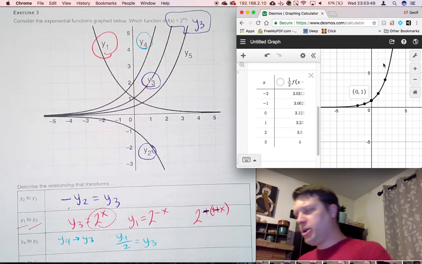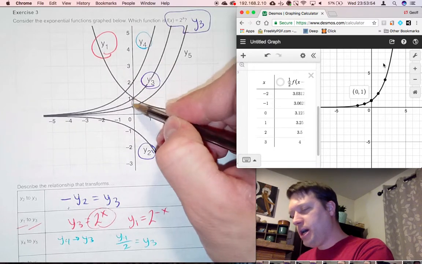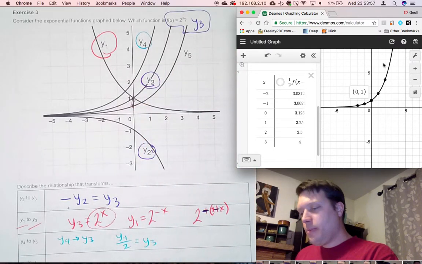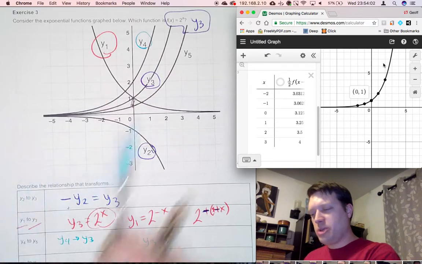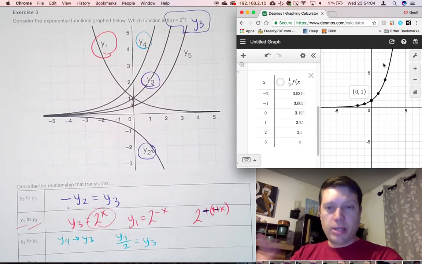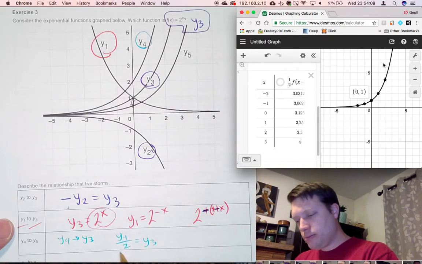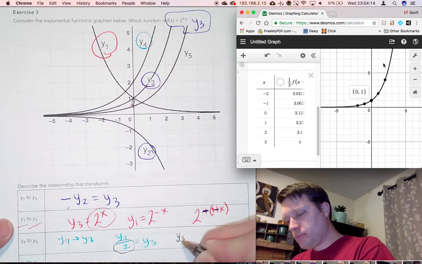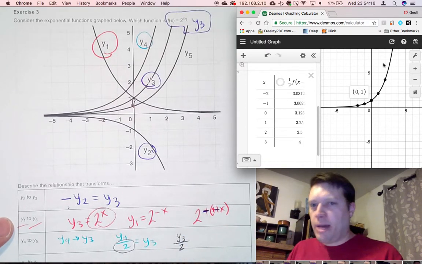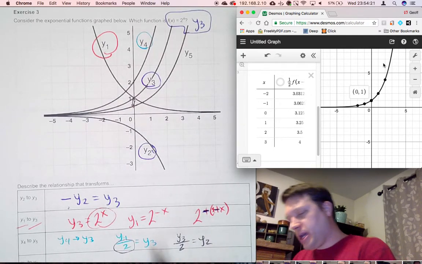But then notice that to go from y sub 3 to y sub 5, that is also a cut by a half. We're not adding or subtracting, we're multiplying every point. Exponentials means multiply. These are exponential functions. We're multiplying every point by a number. So to go from 2 to 1, we multiply by a half. To go from 1 to 1/2, we divide by 2.